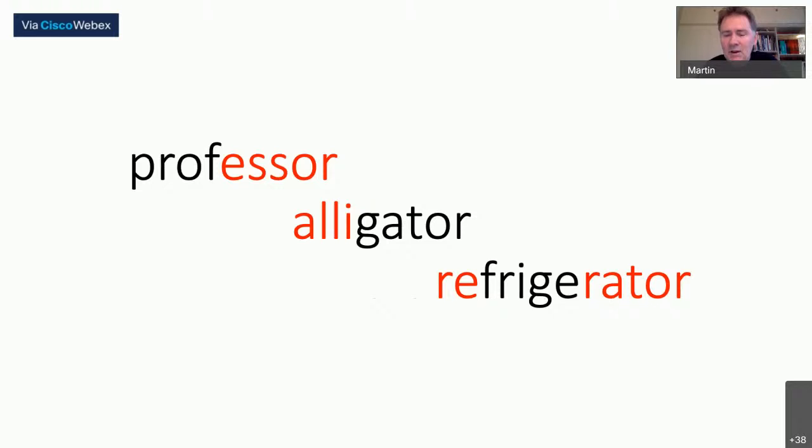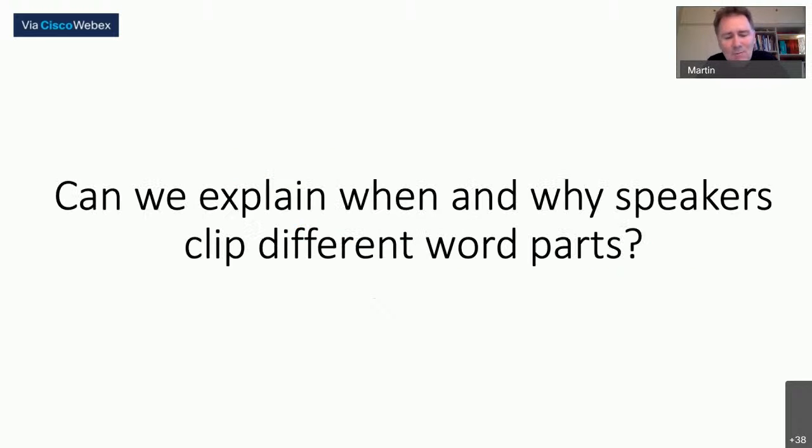Just to illustrate my reasoning process and the kinds of questions that I want to ask in this talk, I'd like to start with this question here. Can we explain when and why speakers clip off different word parts? Are there factors, are there explanations that allow us to make an educated guess about that kind of process, or is everything really purely accidental? Ultimately, what David, Jennifer, and I want to find out is what goes on in speakers' minds when they create clippings or when they decide to adopt a clipping that they hear in the speech of others.